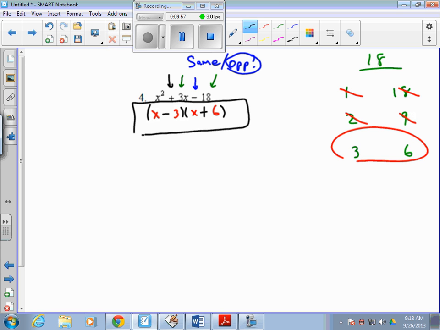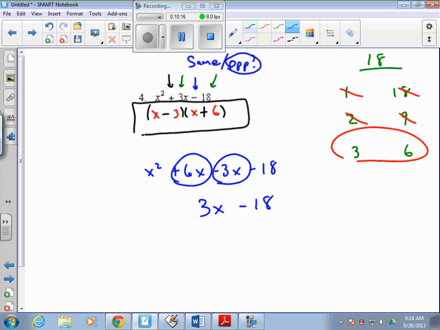x minus 3 times x plus 6. Again, if you FOIL it back out, x times x is x squared, x times 6 is plus 6x, negative 3 times x is minus 3x, and negative 3 times 6 is minus 18. When you combine your like terms, 6x and negative 3x, it leaves you with 3x in the middle, and you go back to the original trinomial from the beginning.